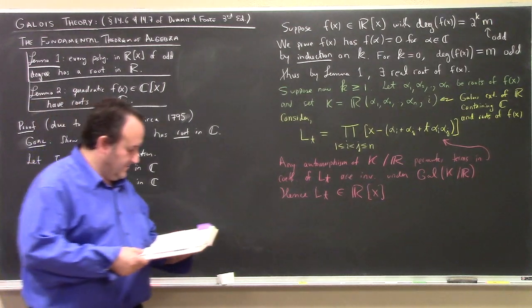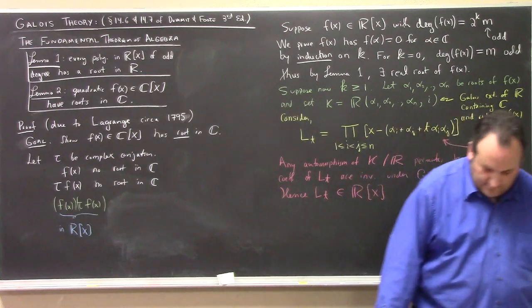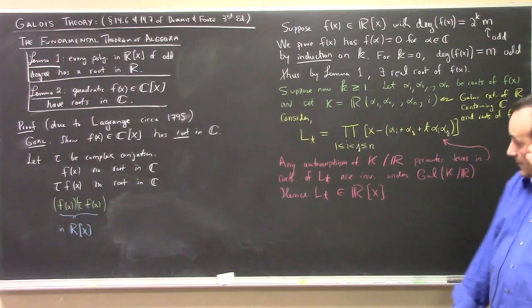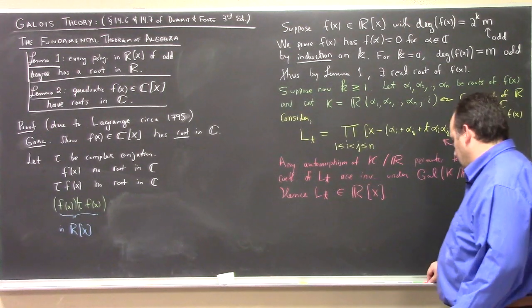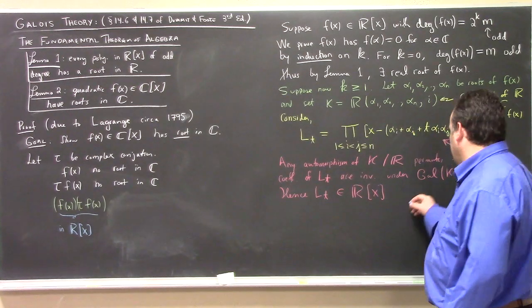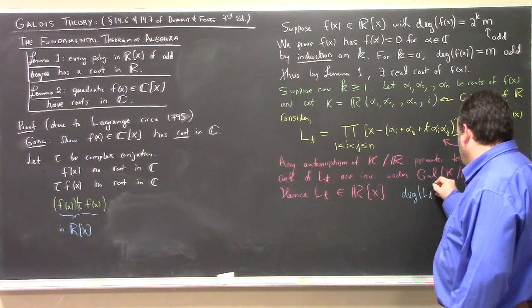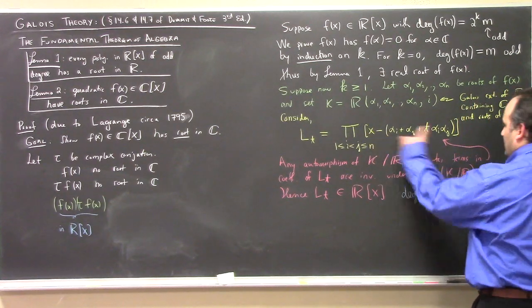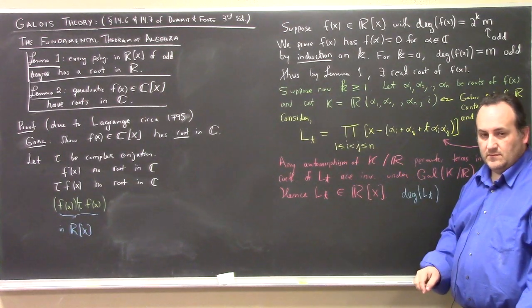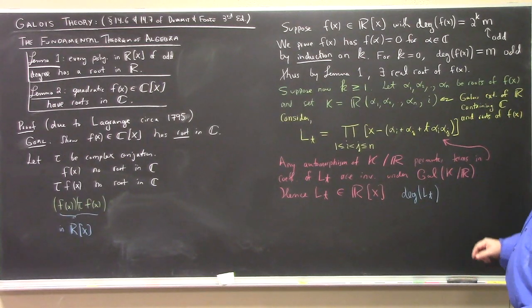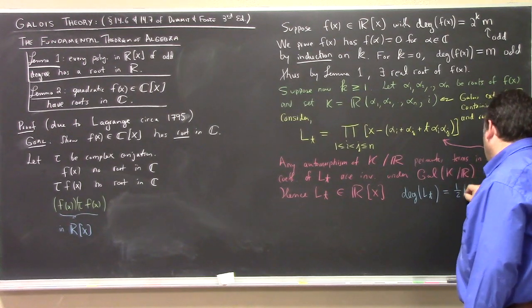What's the degree of L sub t? The degree is even. Is it? Oh, not necessarily. I mean, I don't know. Yeah, it has to be, because K is 2. The question is how many x's are in this product, right? So this is n choose 2, I think. Anyway, the degree of it is 1/2 n times n minus 1.